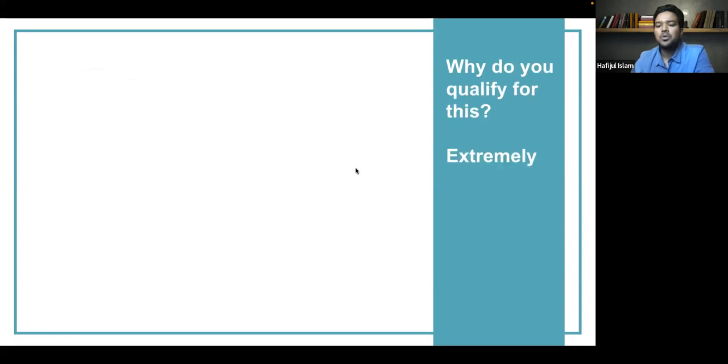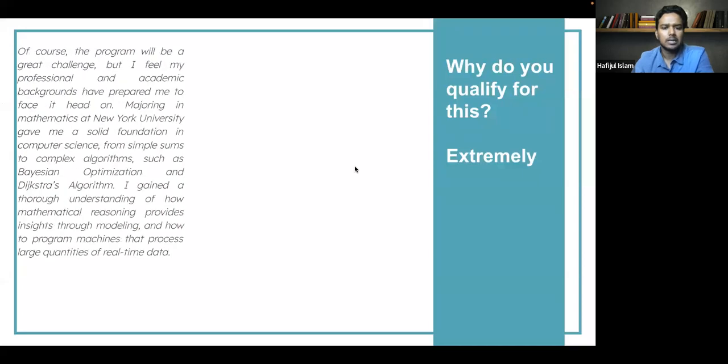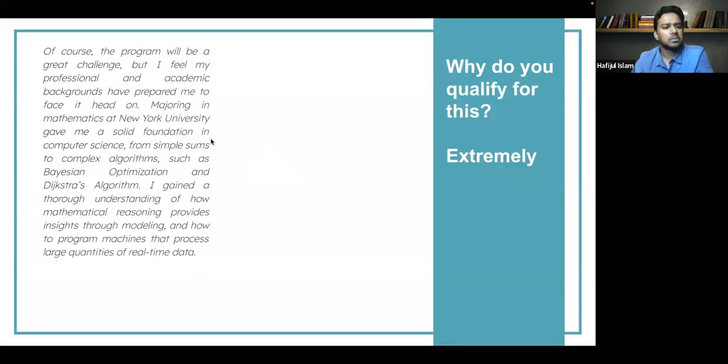And now you have to show that you are really, really qualified for this program. You are one of the best. You have to prove that you are one of the best. So for the master's student, it's straightforward.